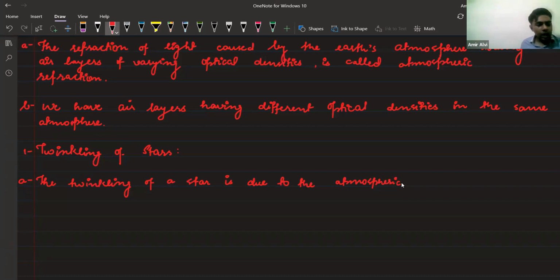Let me know whether a star produces its own light, or whether it reflects light, just like the moon does. Stars produce their own light. Yes, they are luminous objects.